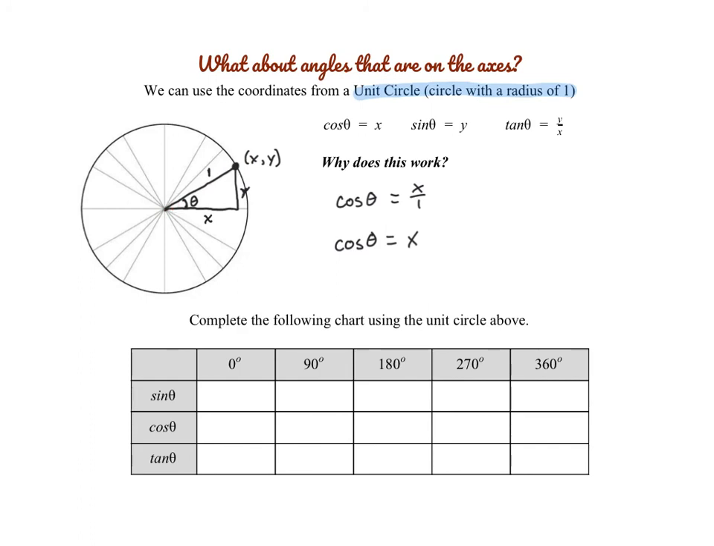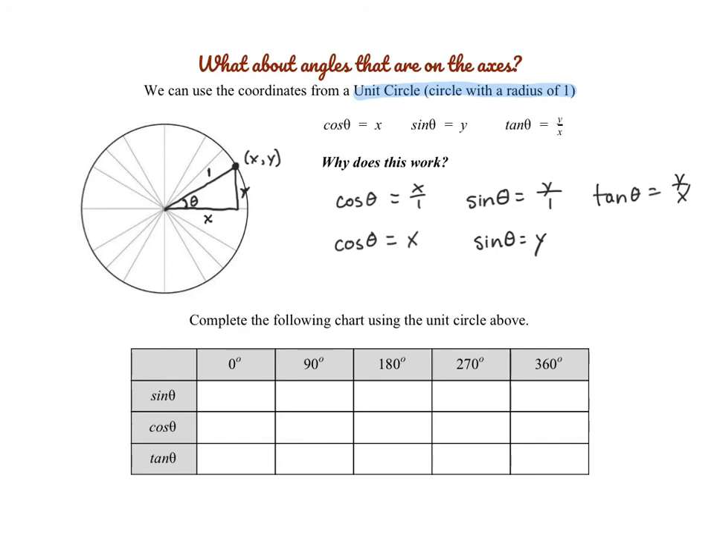Well, now let's do sine. So we know according to SOHCAHTOA, sine of our angle will be opposite over hypotenuse, which in this case is y over 1. So the sine of our angle can be found by just using the y value of our coordinate. And then the tangent can be found by doing opposite over adjacent. That's our tangent ratio. So it's y over x, which is what we have here. So if we know the coordinate, we just take the y value and divide it by the x value.